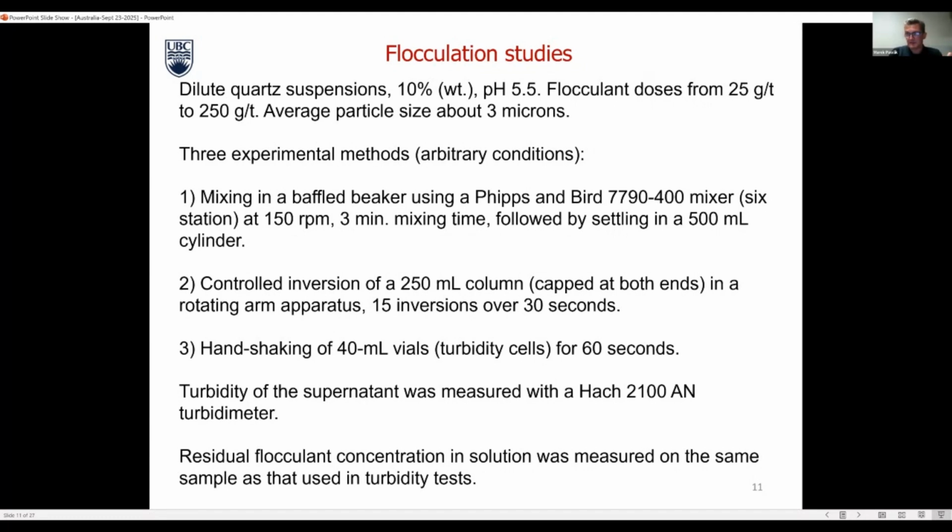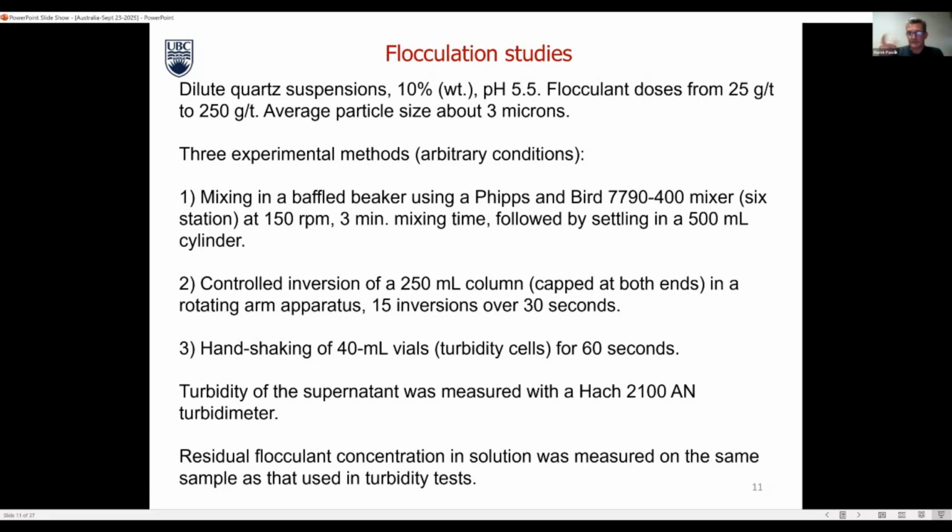We arbitrarily chose different flocculation conditions. When you submit papers on flocculation, you are often asked, well, what's the shear rate, what's the power to volume ratio, all the hydrodynamic conditions, and so on. In the first scenario, in the first method, we can actually report that because we know the power draw, we know the gap between the baffle and the impeller. But in the other cases, we decided to be careless, like handshaking in a vial, very difficult to reproduce, really. It depends on who does the test and how much attention they pay to it.